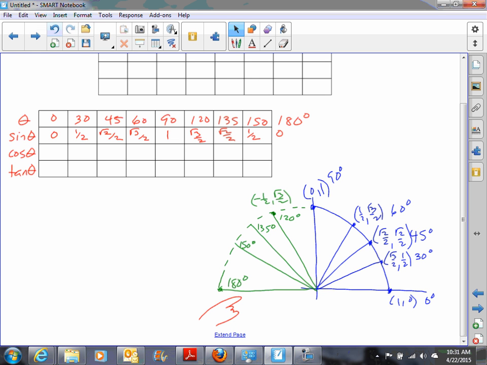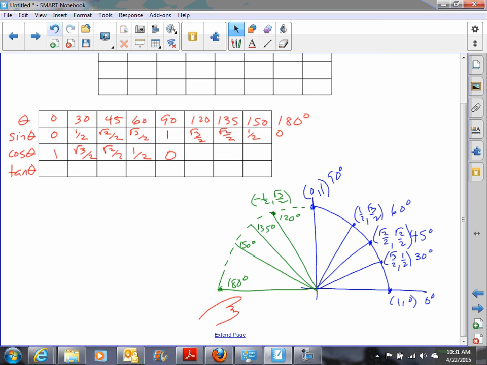Now, if we wanted to look at the cosine of theta, those would be the x values for this unit circle. And so we would get 1 for the cosine of 0, square root of 3 over 2 for 30 degrees, square root 2 over 2 for 45 degrees, 1/2 for 60 degrees, and 0 for 90 degrees.